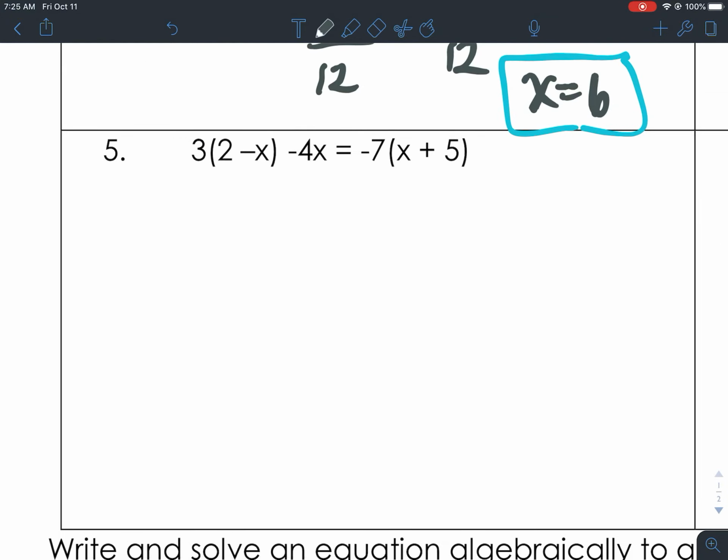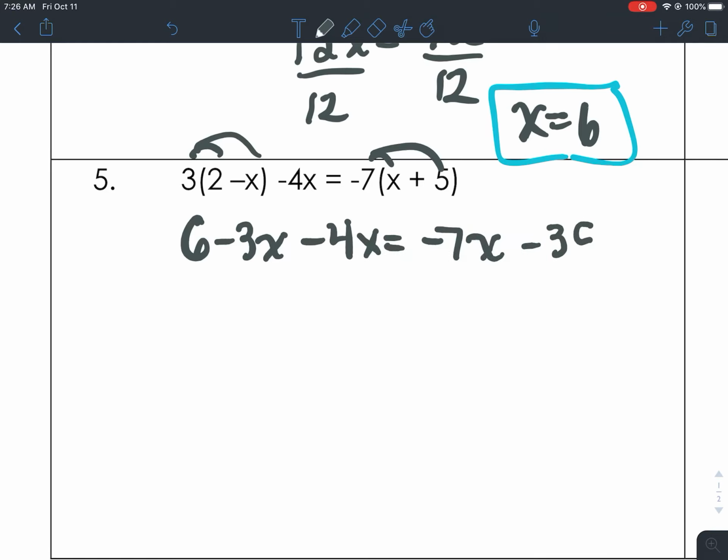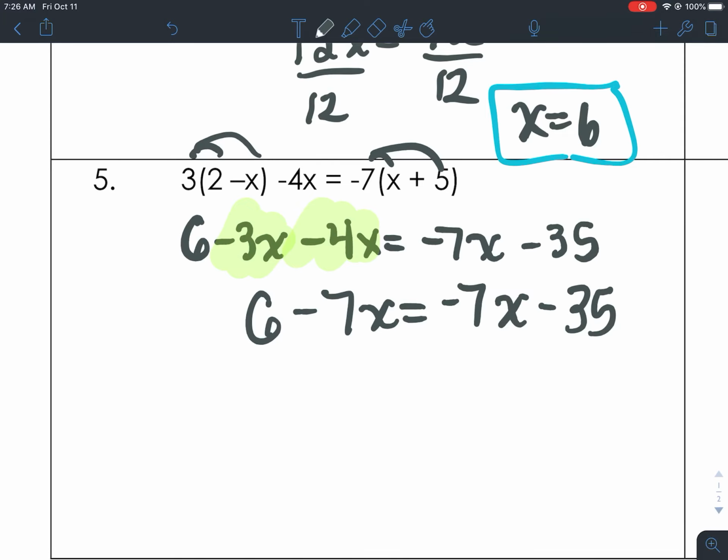Okay, number 5. We're done distributing on both sides. 6 minus 3x minus 4x equals negative 7x minus 35. I would gather all of my like terms on one side, so I'm going to put these together. There's a couple of options when you do it, but I usually like to gather after I distribute.